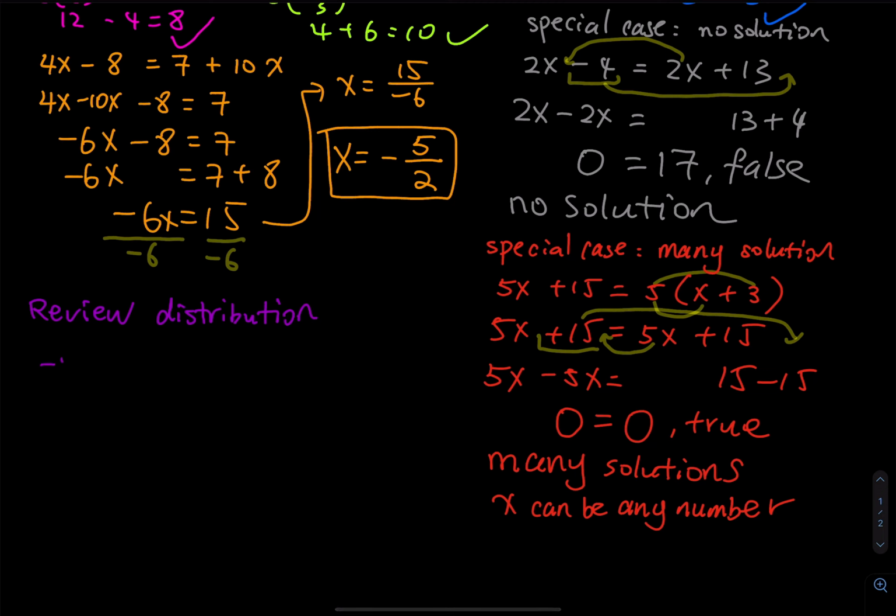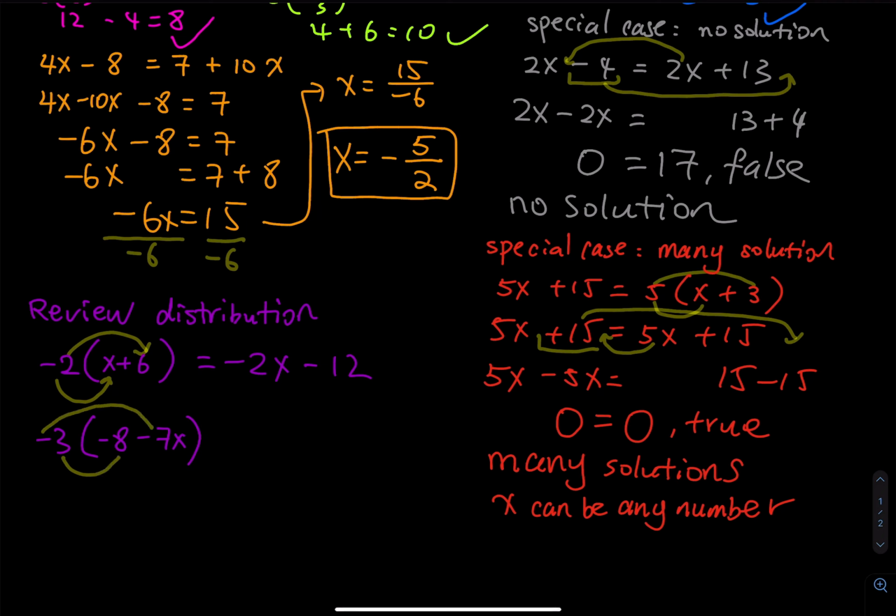So let's say I have negative 2 times x plus 6. You have to distribute negative 2 to the x and to the positive 6. So you have negative 2 times x, negative 2x, and then negative 2 times positive 6. Negative times positive, you get a negative 12. All right, how about negative 3 times negative 8 minus 7x? Distribute. Negative 3 times negative 8, negative 3 times negative 7x. So negative times negative is positive, and this is a positive 21x.